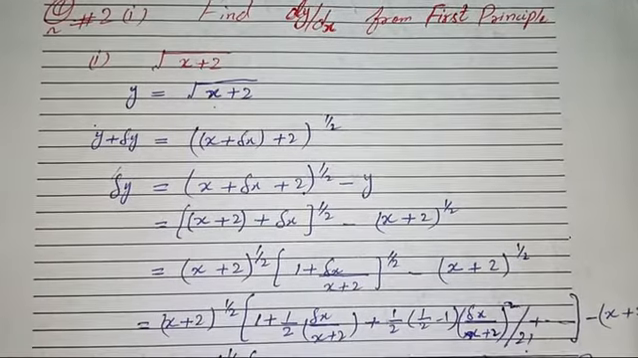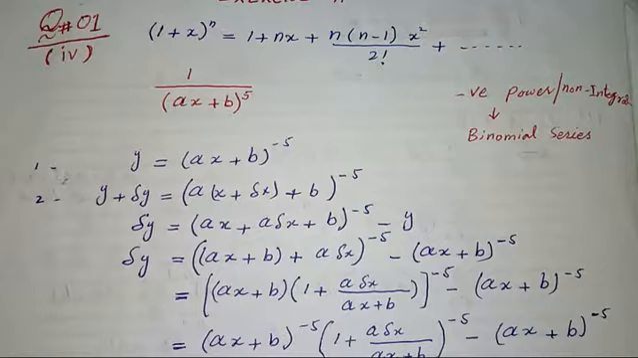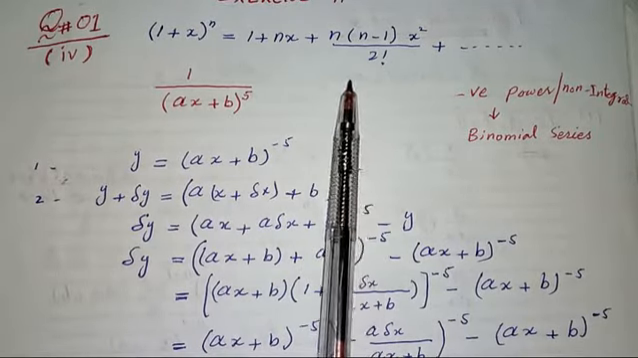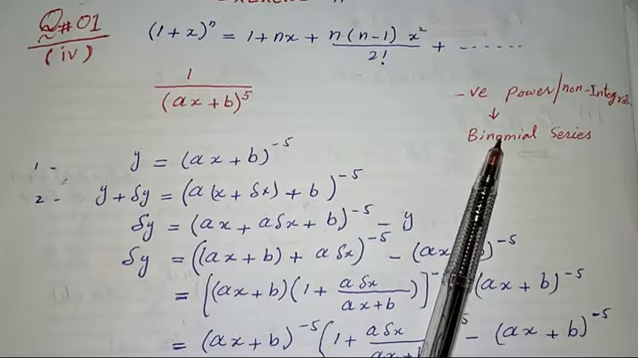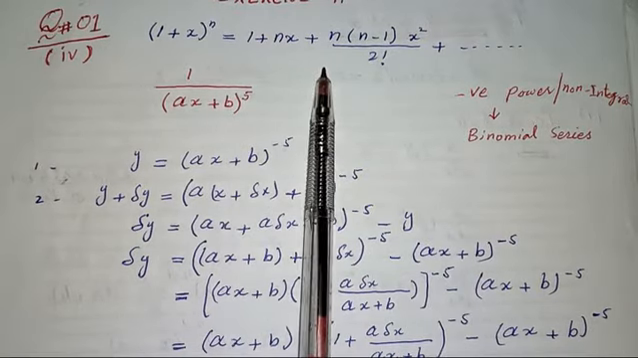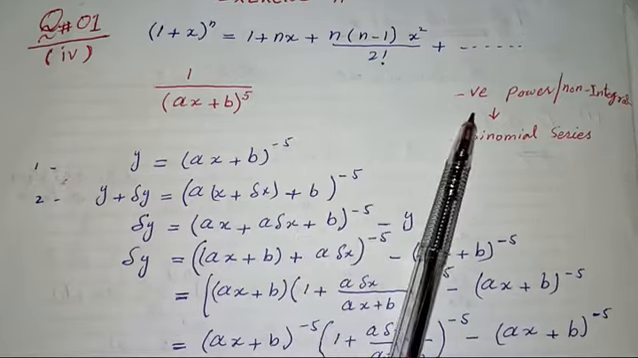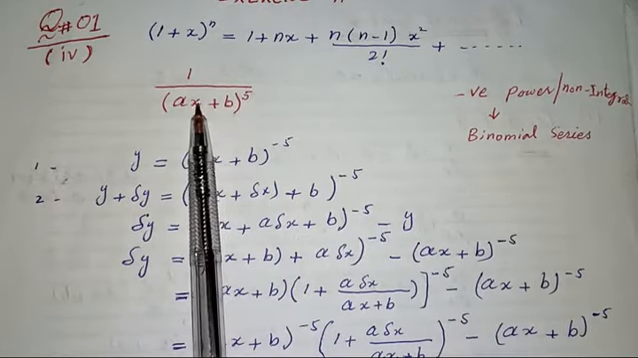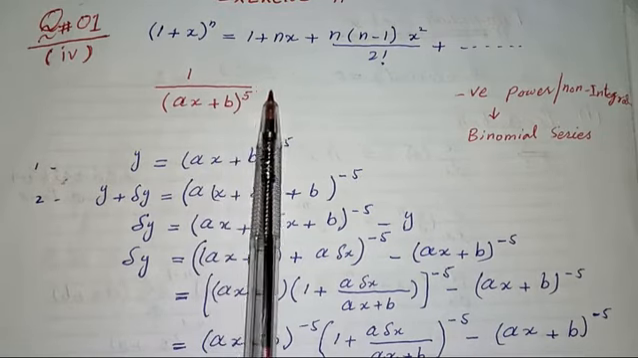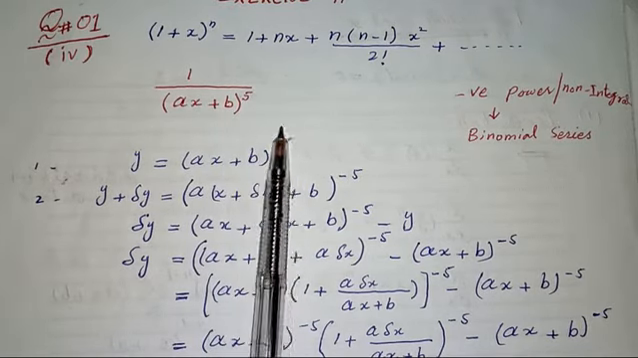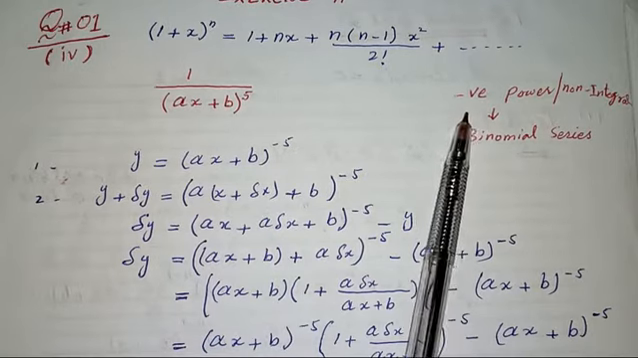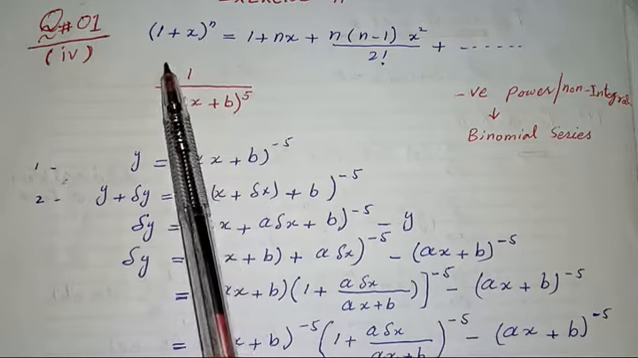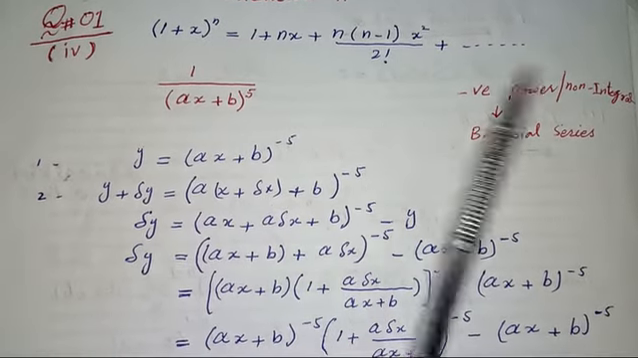We have calculated these questions. I am revising this lecture for you so that you can understand and remember binomial series and expression. Binomial series is used in the case when there is negative power or non-integral power in the variable. Just like here, ax plus b whole power is minus 5. So this minus 5 is a negative power. So in this case you will calculate its derivative by taking help of this binomial series.